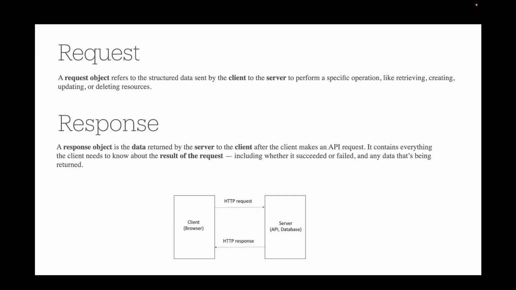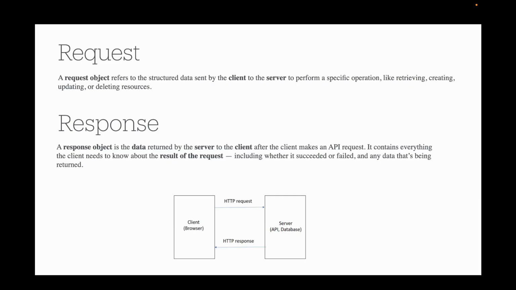Then comes the response object. So a response object is the data returned by the server to the client after the client makes an API request. So initially the client will send a request object to the server. In response to that request object, the server will send a response object to the client. What will it contain? The response object will contain everything the client needs to know about the result of the request, including whether the request succeeded or failed and any data that is being returned.